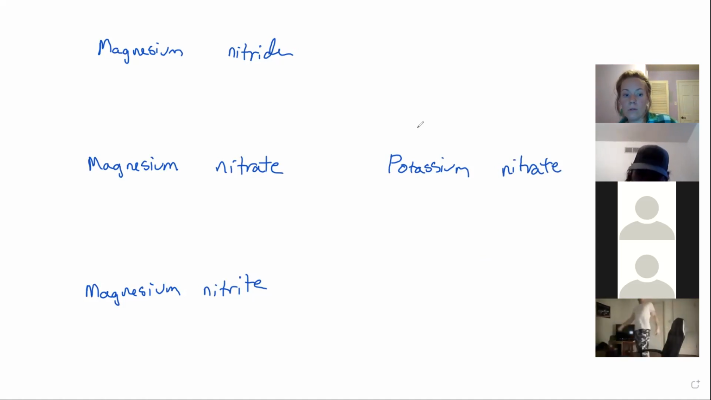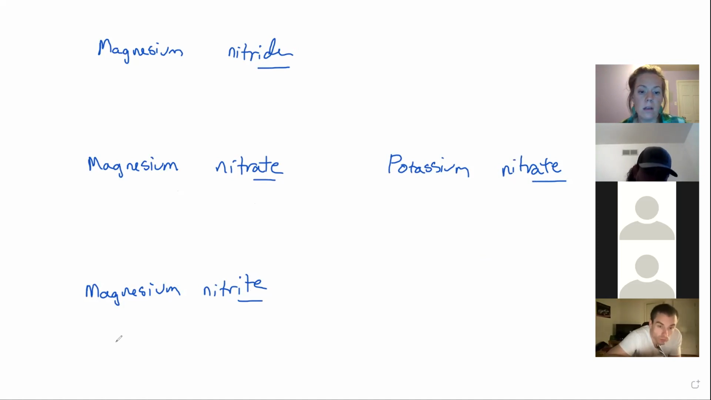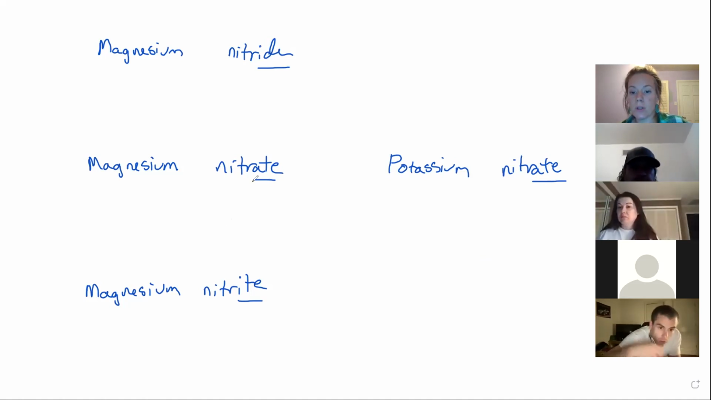Okay, so I'm going to give you like 2 minutes or so to write the formulas for these guys. Magnesium nitride ending in IDE. Magnesium nitrate ending in ATE. Magnesium nitrite ending in ITE, and potassium nitrate ending in ATE. And Betsy, yes, if there's more than one packet of them, then you use parentheses and put the number of them on the outside. Hopefully when we go over these, it'll clear that up.